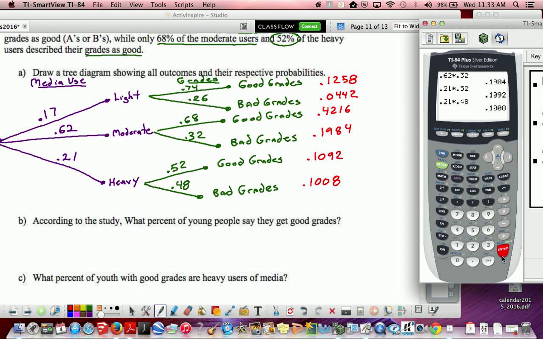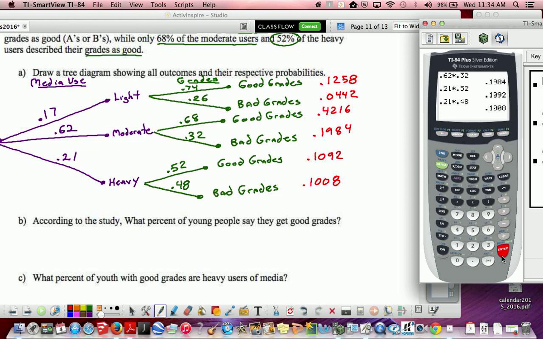Now, what should be true about all of these values? They should add up to what? They should all add up to 1. Do they? Well, if these two add up to 0.17 and these two add up to 0.62 and these two added up to 0.21, did these at the beginning add up to 1? Yeah. So I know I've done all my calculations correctly. Very important to do. We hate it when we make arithmetic errors.